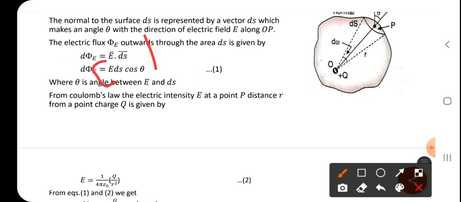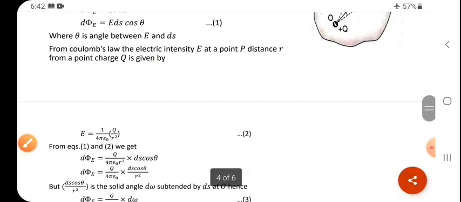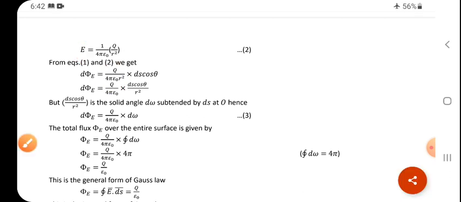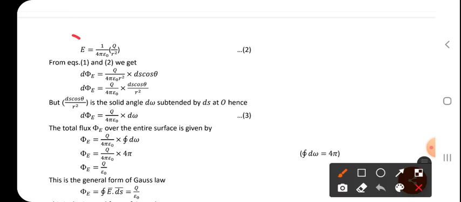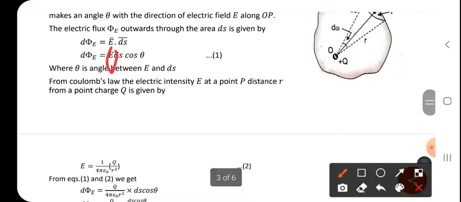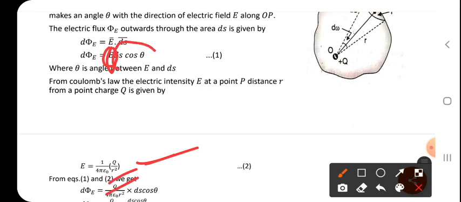So in the place of E, we must substitute this E term in equation 1. Once again, see, this E term is substituted in equation 1. In the place of E, E is Q by 4 pi epsilon naught into r square, and ds cos theta is already there. Okay, so it is clear.